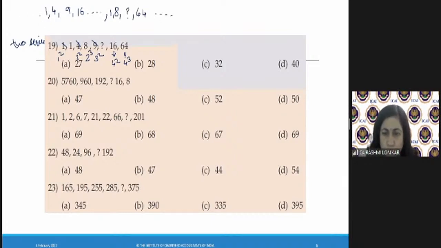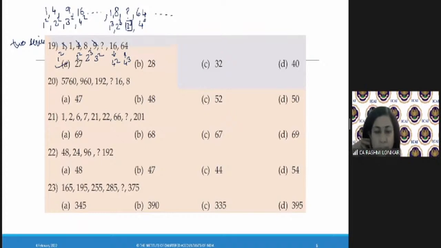Right? So what is this? This is 1 square, 2 square, 3 square, 4 square. What is this? This is 1 cube, 2 cube. This should be 3 cube, because this is 4 cube. So what will be the number? 3 cube. So what is 3 cube? Answer is 27. Okay. How did I find this?